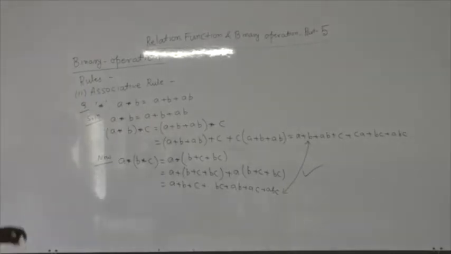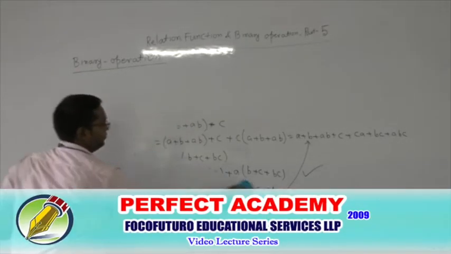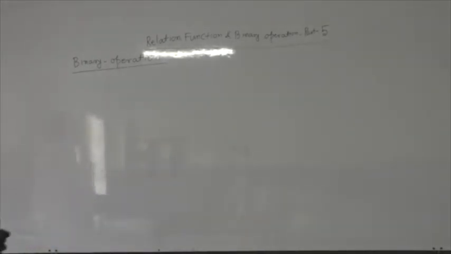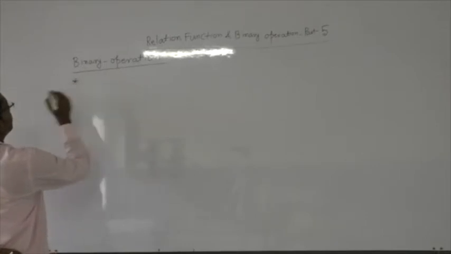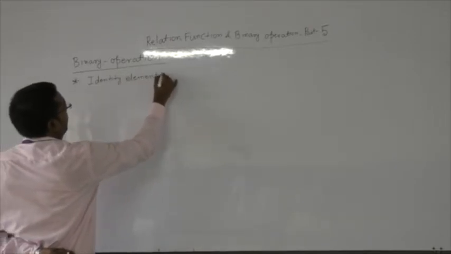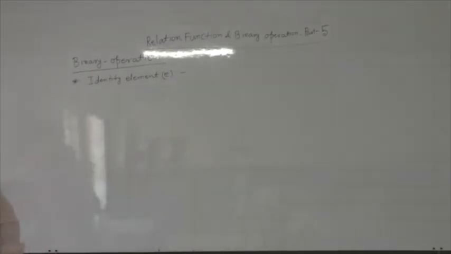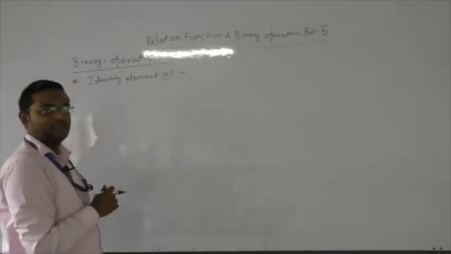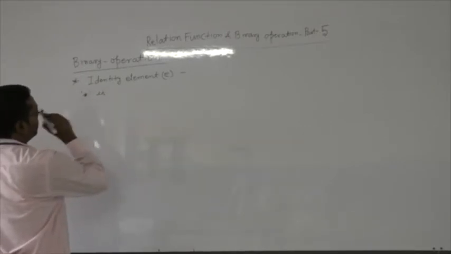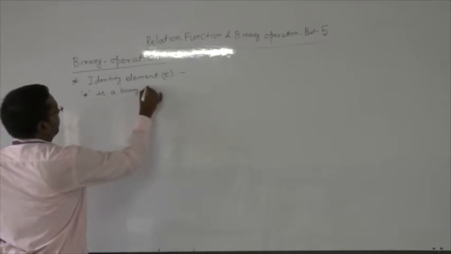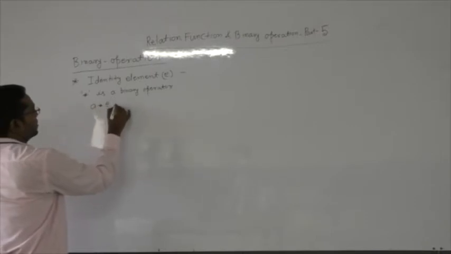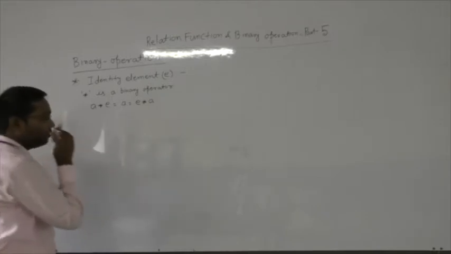Let's see next. Now we have the identity element. We will represent it by E. See, we define the identity element with respect to a binary operator star, such that A star E equals E star A, okay.